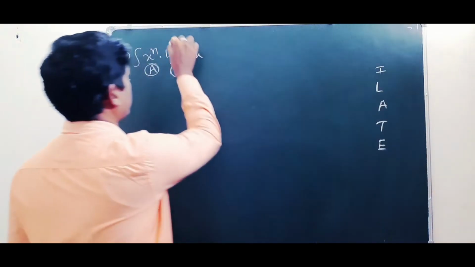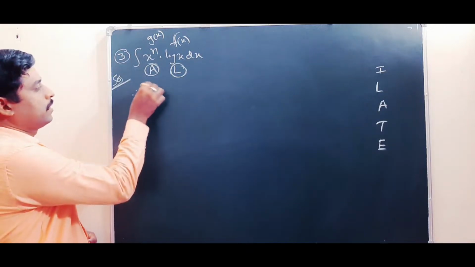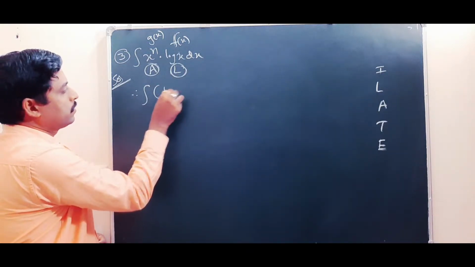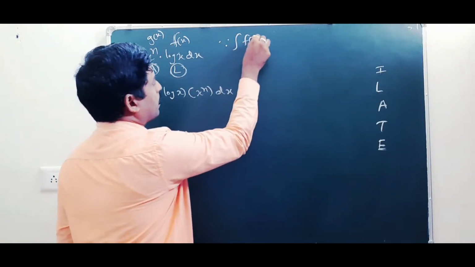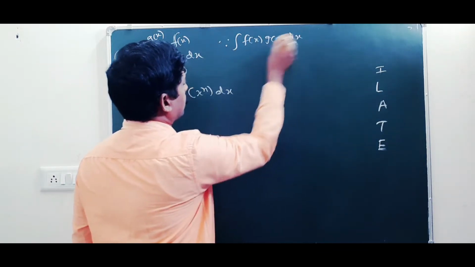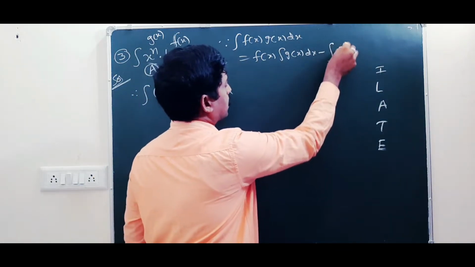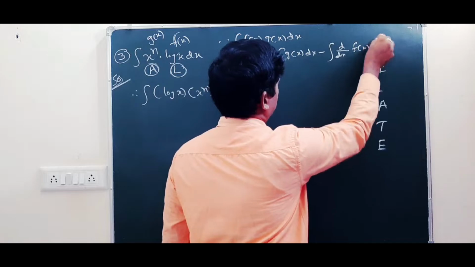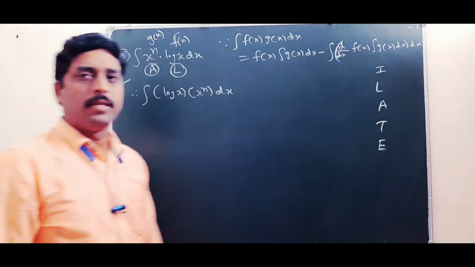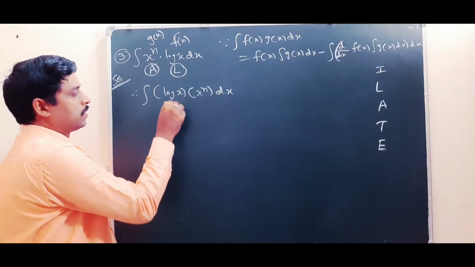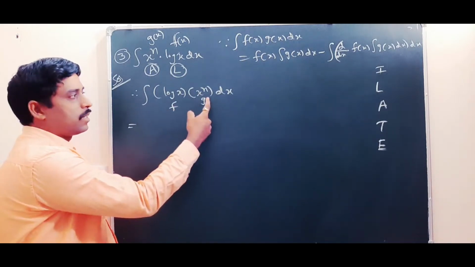Logarithmic function. Okay, let us take f of x as the logarithmic function, g of x as x to the power n. Okay, first write f of x value log x into x to the power n dx. We have the integral by parts formula: integral f of x into g of x dx equal to first function into integration of second function, minus differentiation of first function into integration of second function, whole integration. Okay, this is the integral by parts formula. Now this is f of x, g of x.